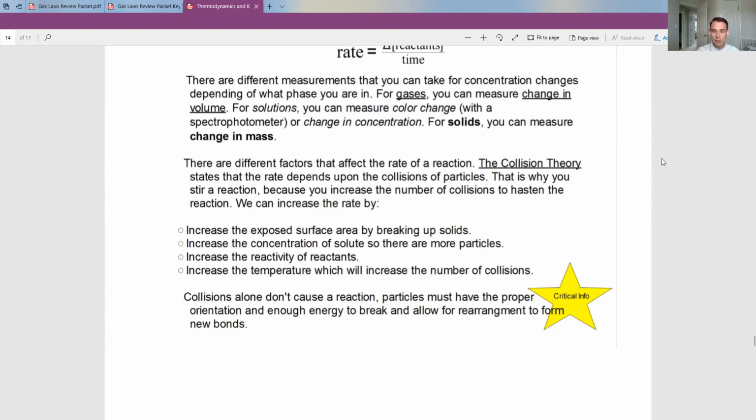But it is important to note, critical information here, collisions alone don't cause a reaction. Particles must have the proper orientation and enough energy to break and allow for rearrangement to form new bonds. So just because they hit doesn't mean it's going to work. They have to hit in the right way and with the right amount of energy in order for the reaction to actually occur.